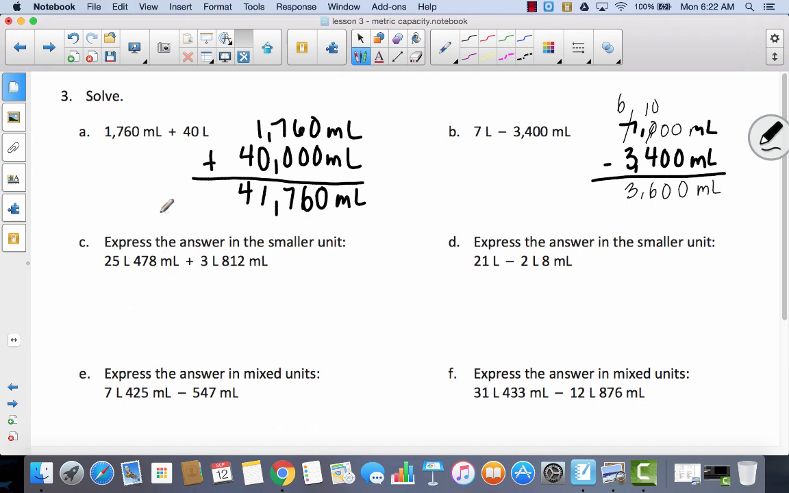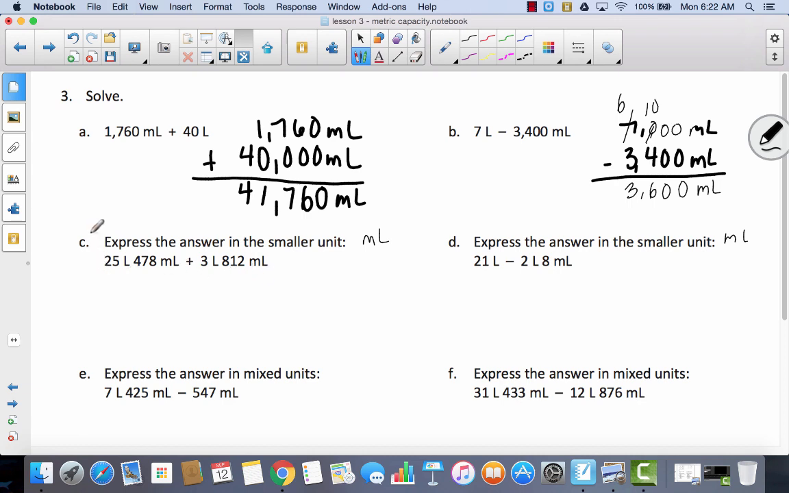Now for C, you can see that it says express the answer in the smaller unit. So which would be smaller, liters or milliliters? Well, in this case, it would be milliliters. So it's asking you in C and D to put your answer in terms of milliliters. So we will have to convert to milliliters to be able to get the answer correct.